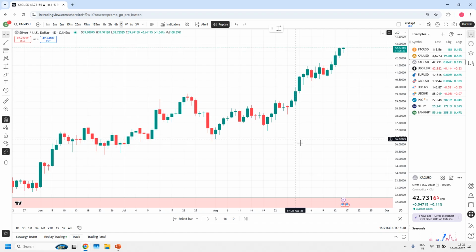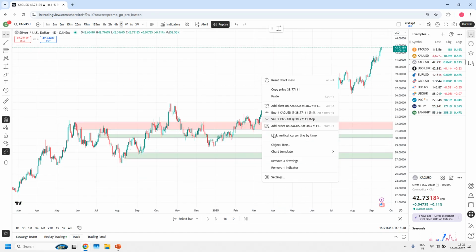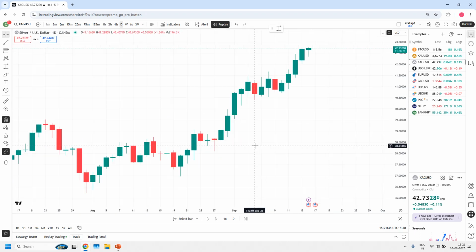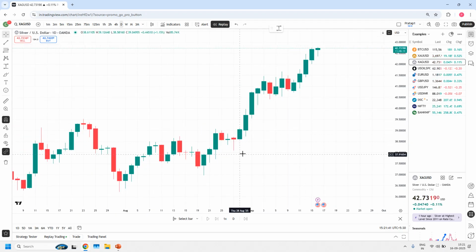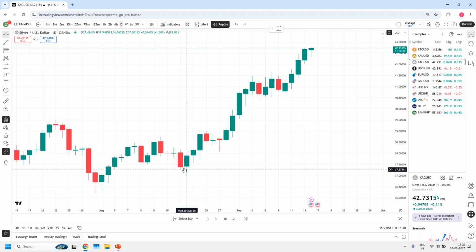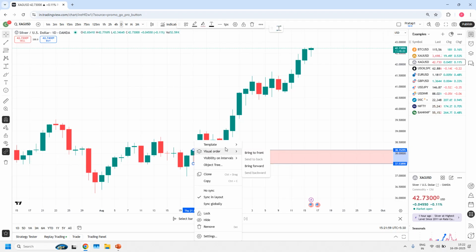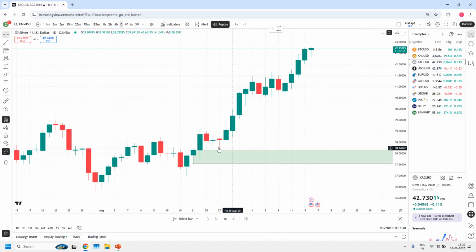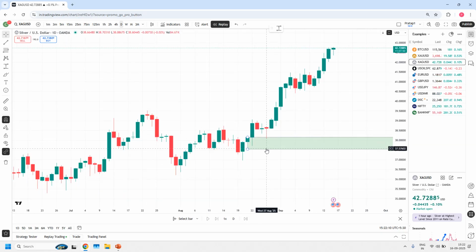Next, let us look into silver. See, recently we got a zone here. Rally, base, rally. But does it have any zone freshness? It is tested. As per the zone freshness, can we plan a trade here?